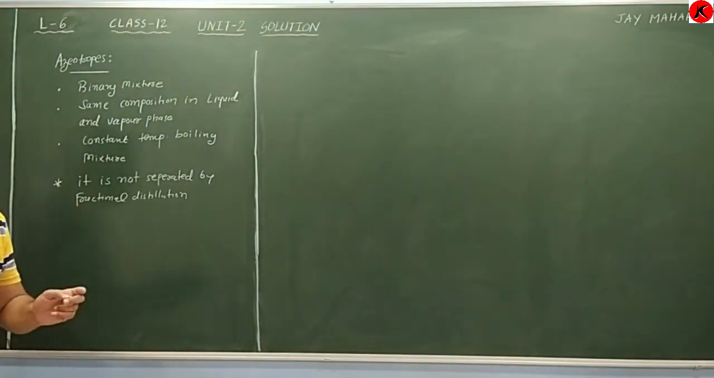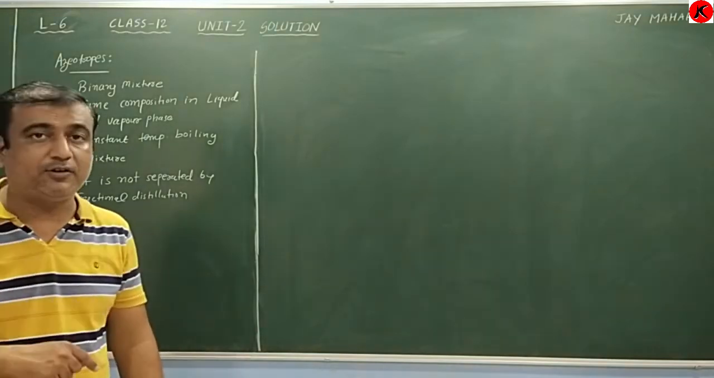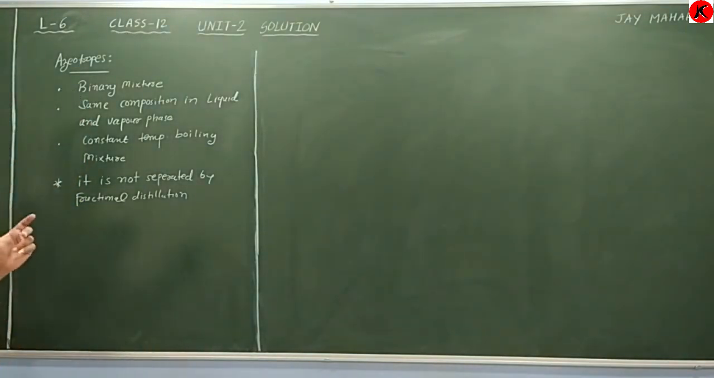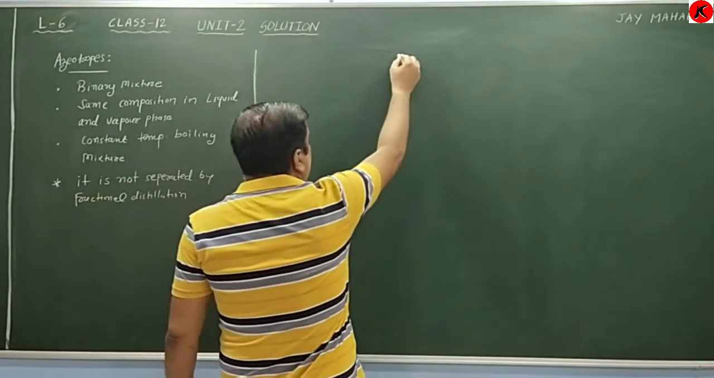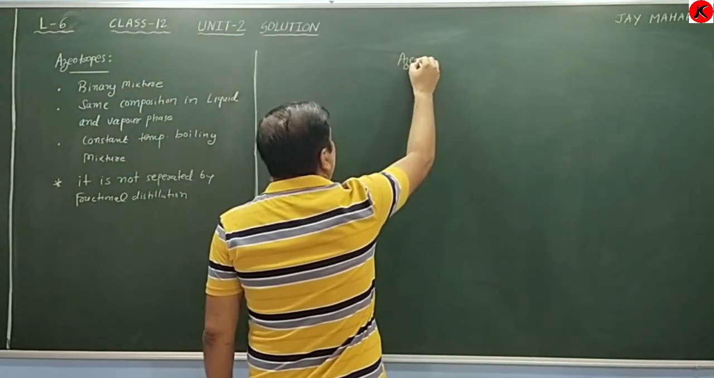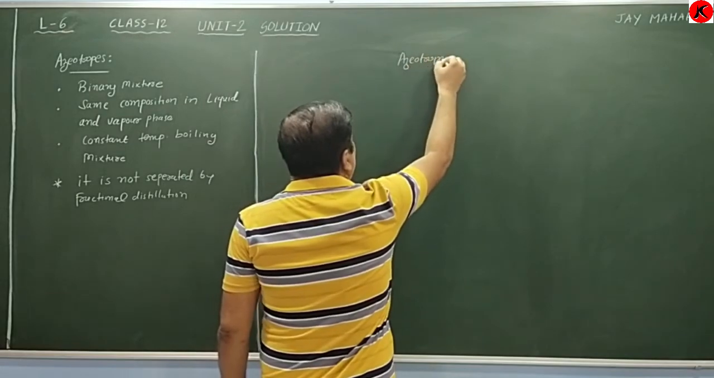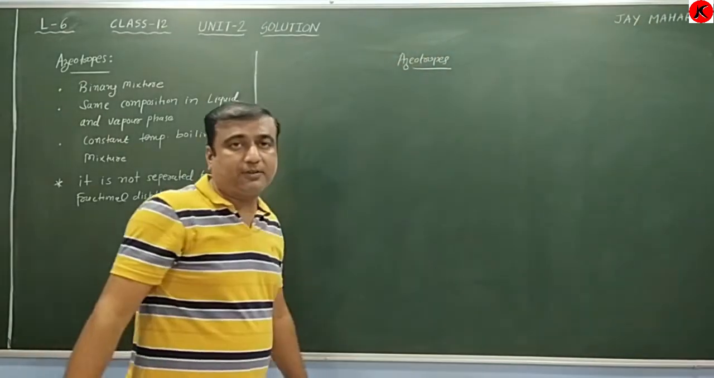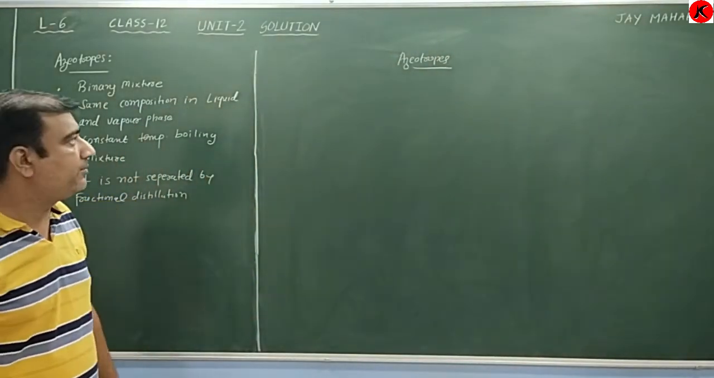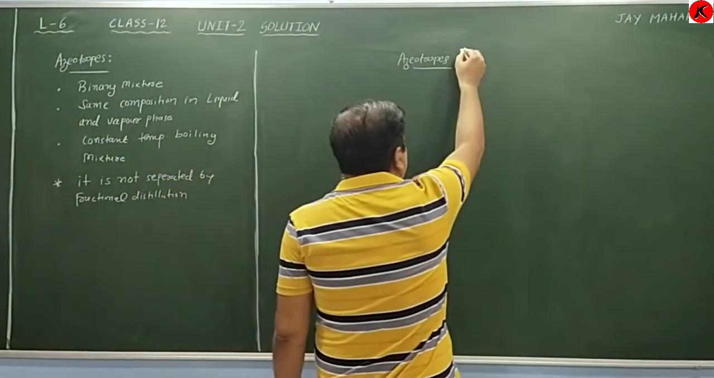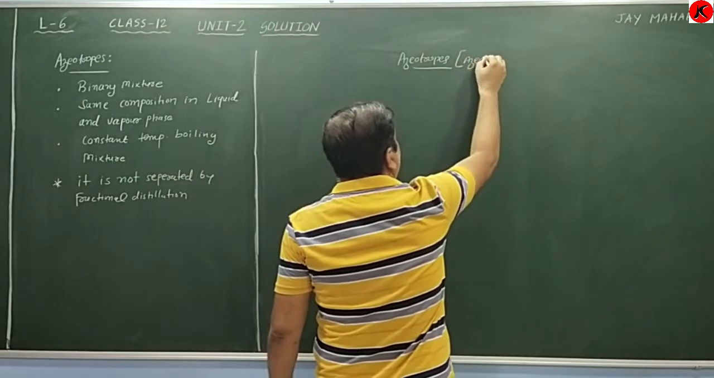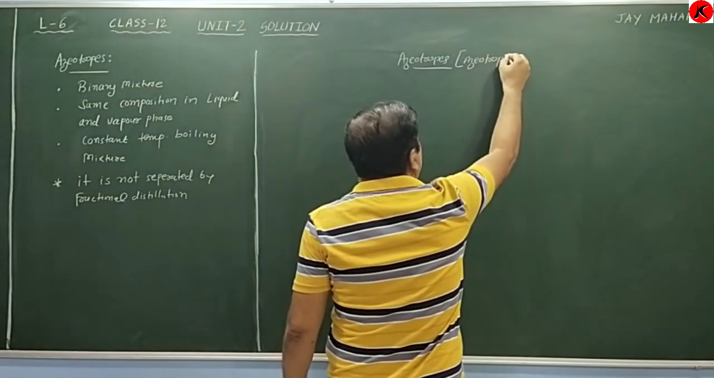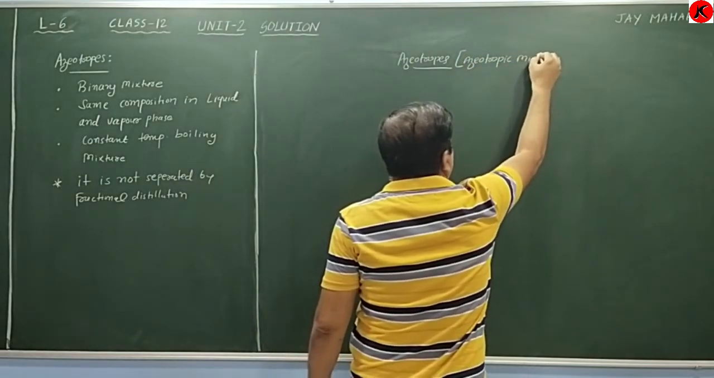Now, azeotropes are formed by non-ideal solutions. So based on this, azeotropes have two types. Azeotropes, otherwise you can say azeotropic mixture also. That means it is a binary mixture, so an azeotropic mixture.